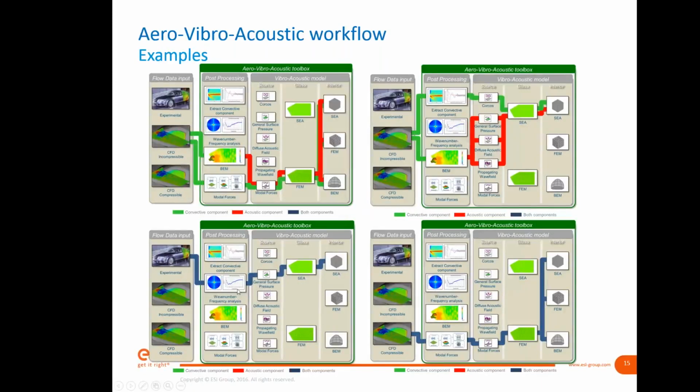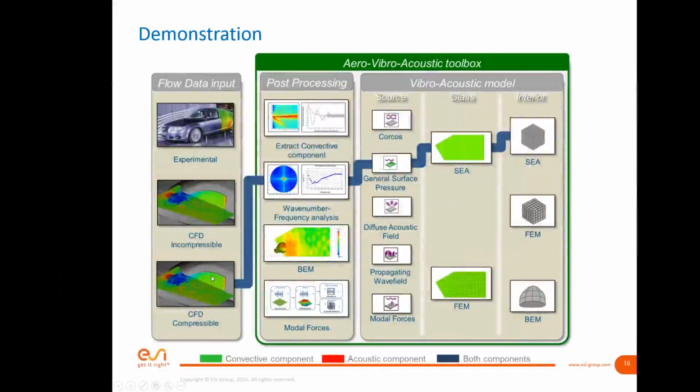And also you can use experimental data with the wave number frequency analysis, for example, and create a general surface pressure, which is based on the wave number content of the source to input the power to the SEA subsystems. And this is the one that we'll see today with the demonstration that I will start shortly. So we will get the CFD compressible data, which contains the hydrodynamic and acoustic components of the flow onto this surface of the windshield.